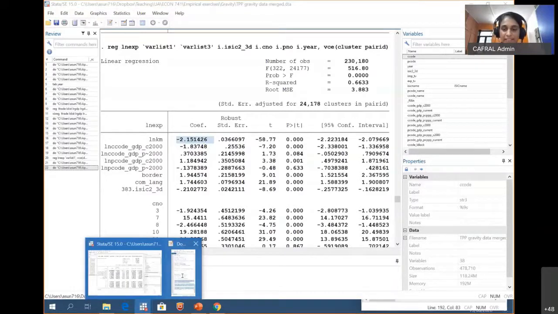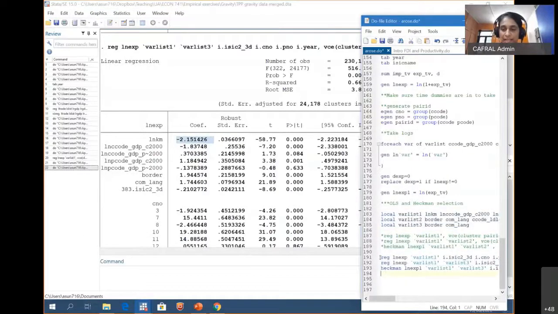And the final thing that I'm going to do is run a Heckman selection model, right? So the way to run a Heckman is the command in Stata is simply heckman.